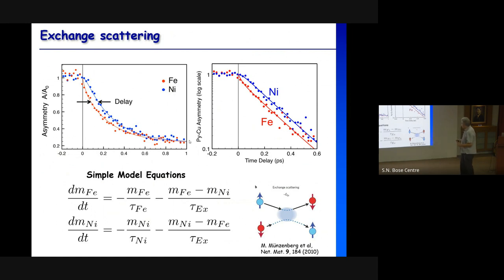That means an iron atom spin can scatter with a nickel spin, and the electrons can flip the spin with each other. That does not change the net magnetization, but it changes the magnetization of the iron sublattice and the nickel sublattice, both together. Using this simple model equation, we are able to reproduce our data quite well. But again, I will come back to this: we did not understand why we have a delay here in nickel compared to iron.